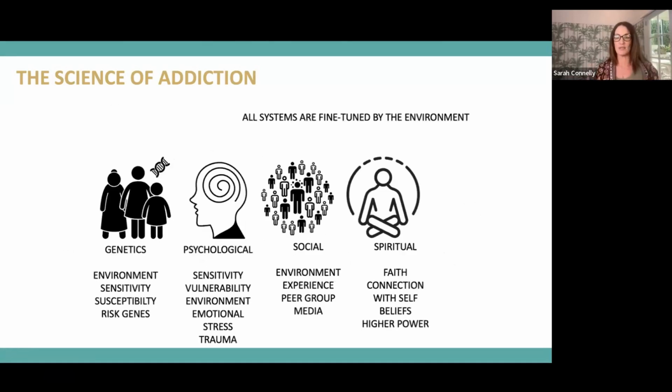So all of these systems are finely tuned by our environment. If we have the alcohol risk genes, we are not doomed to fall into addictive patterns, but it is more likely. Similarly, with a psychological high stress levels and negative thought patterns clearly contributing to us looking for something to take away any mental and emotional pain, social environment, and a lack of spiritual connection.